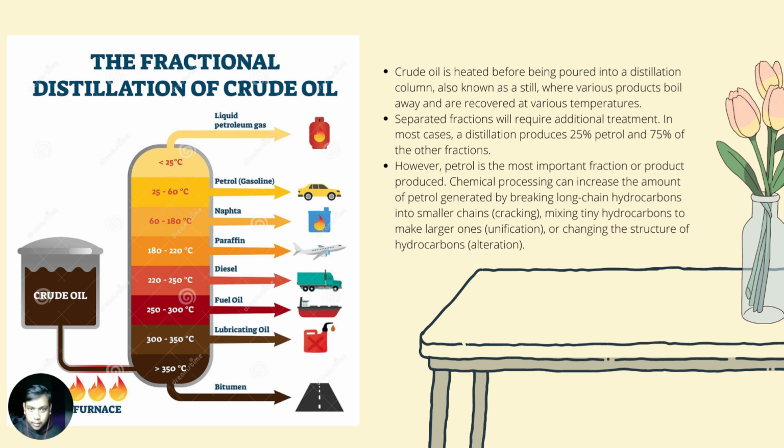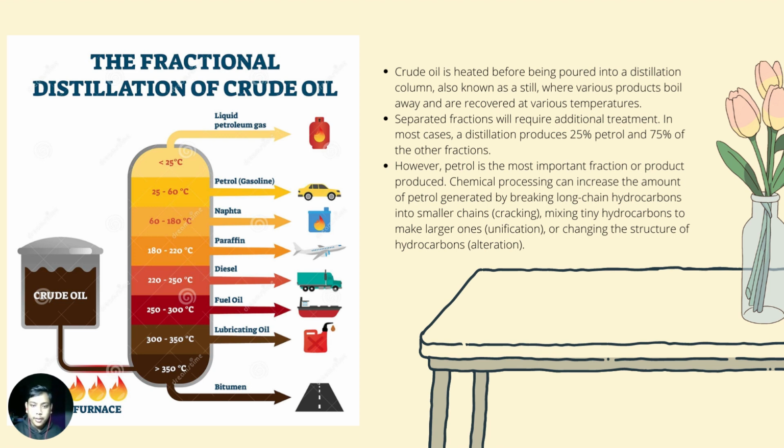distillation tower. Crude oil is heated before being poured into a column, also known as a still, where various products boil away and are recovered at various temperatures. Separated fractions will require additional treatment. In most cases, a distillation product is 25% petrol and 75% of the other fractions. However, petrol is the most important fraction of product produced.